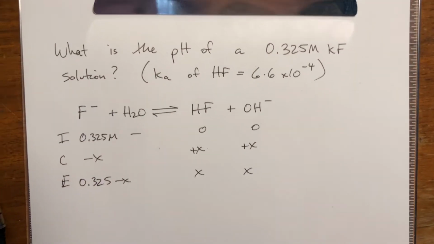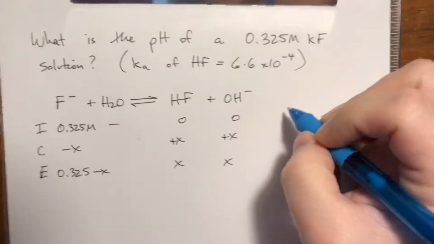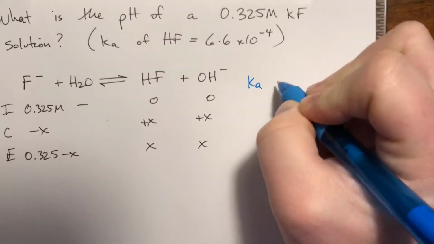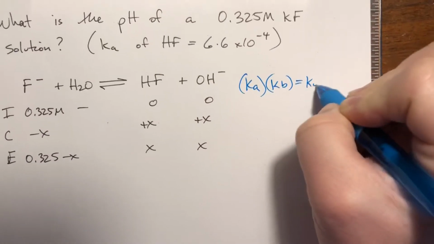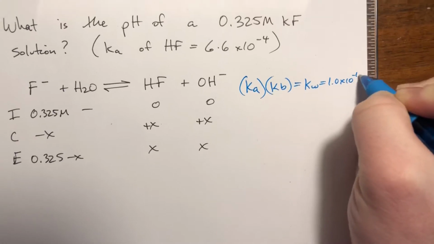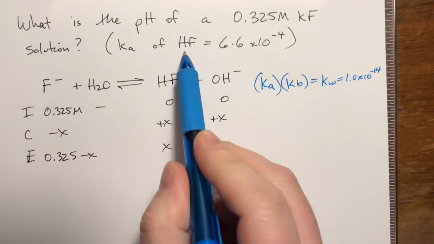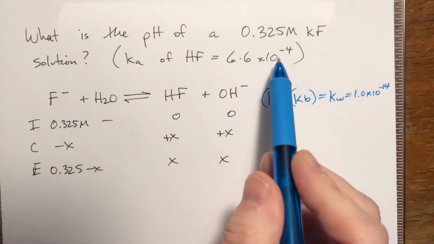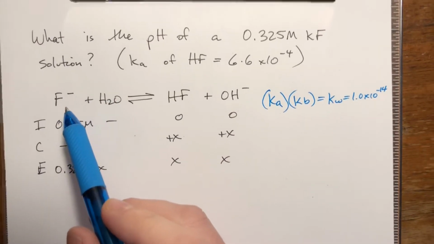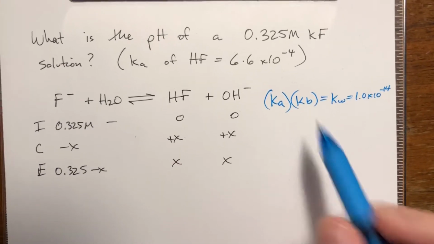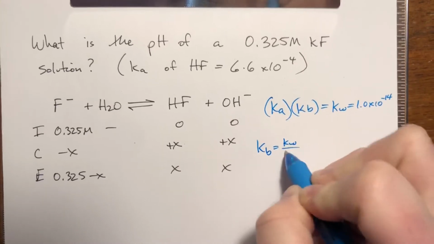The problem is this is a base, we don't have Kb, but we can get it. There's an equation for this. It turns out that for any conjugate acid-base pair, Ka times Kb is equal to Kw, which is equal to 1.0 times 10 to the negative 14th. So HF has a Ka of 6.6 times 10 to the negative 4. That is not the Ka value for F minus, because F minus is a base. So we need to solve for Kb. Kb is going to be equal to Kw divided by Ka.